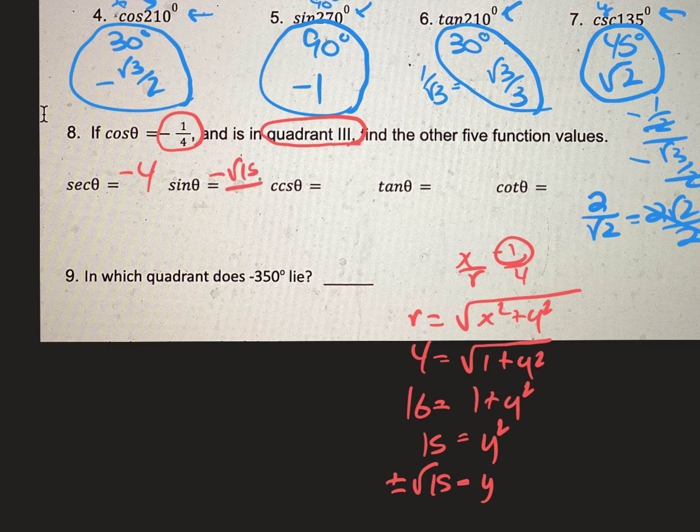Remember what sine is, though? Sine is y over r. R is 4. That's supposed to say cosecant. How can you misspell cosecant? All right, so flip it. Take the 15 to the top. Take the number out on the bottom.